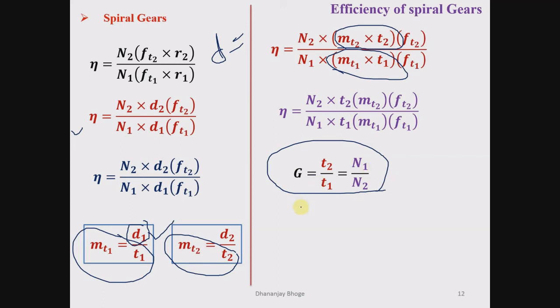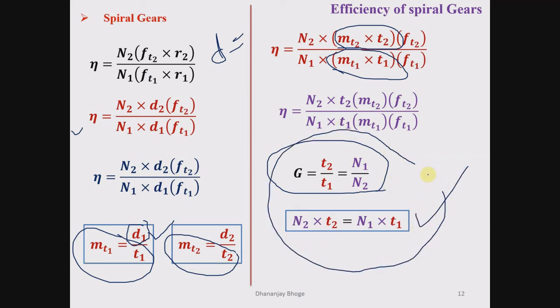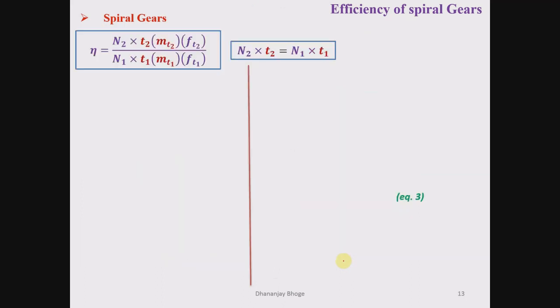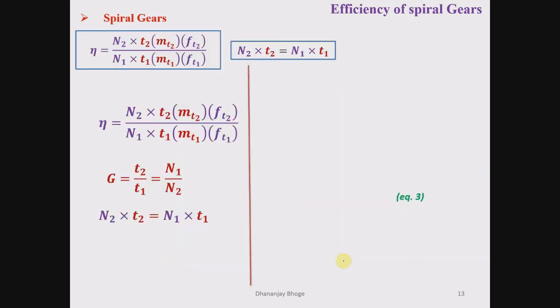Then from this what we get: N2 into T2 is equal to N1 into T1, from the equation of gear ratio. So this thing will vanish with this, correct? So let us put this in our equation.